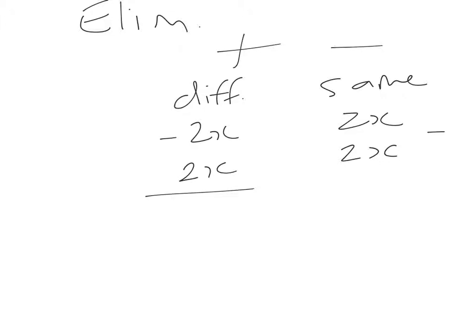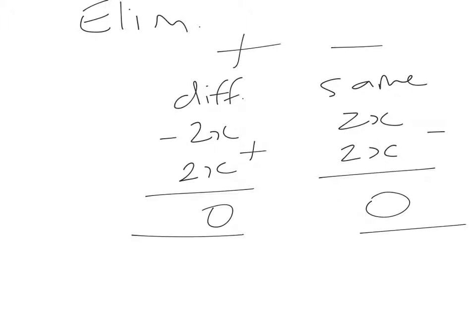So 2x minus 2x is nothing, and minus 2x plus 2x is also nothing. So our goal is to end up eliminating one of the pronumerals, either eliminating the x's by adding them together or eliminating them by taking them away. It's all about eliminating. So you can try adding the equations together or taking them away and seeing what happens. If it doesn't eliminate them, then it's the other one. So you go and do the other one and just see.